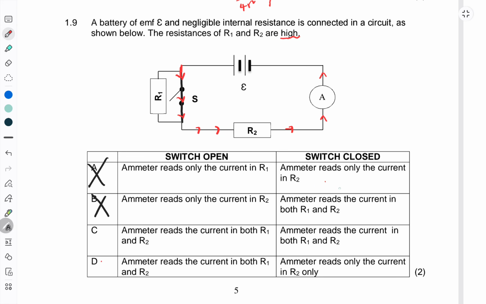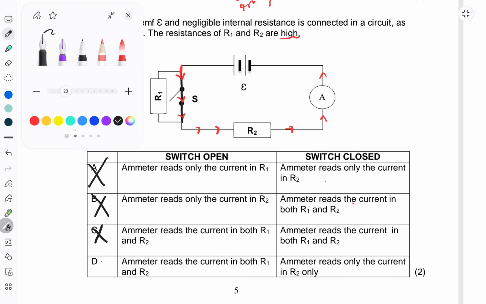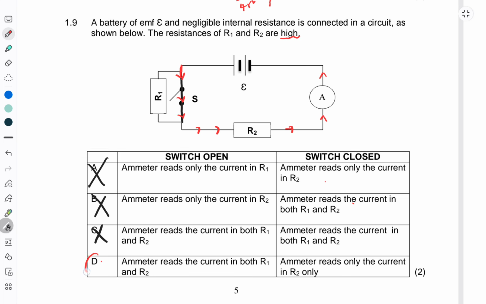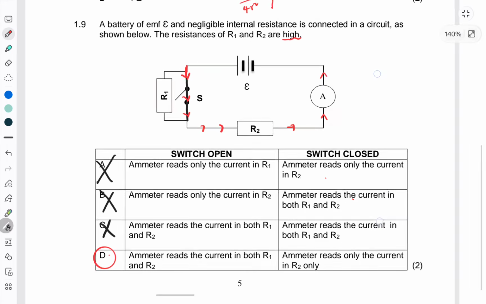Okay, I can't choose A and B because I've already said those are incorrect. "Ammeter reads the current in both R1 and R2." That's not true, so I know that C won't work. So D has to be my answer there. "Ammeter reads only the current in R2." That's true. We take D. So that's how this question would be answered.